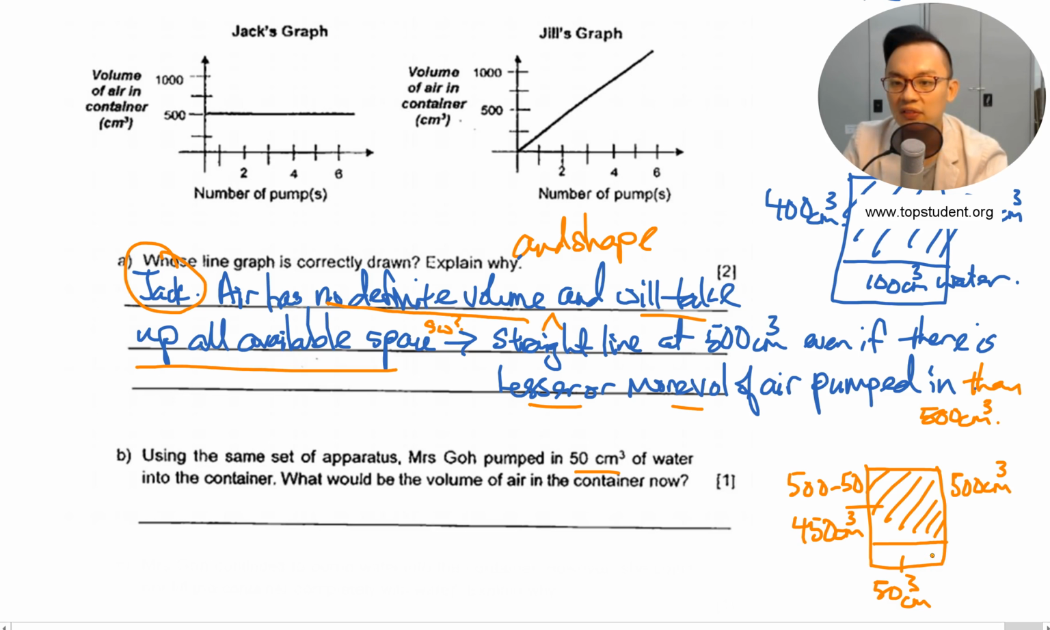Now, water has a definite volume, so you cannot change the volume of the water. It will always stay at 50 cubic centimeters, and that's why you need to minus off from the 500 to get the 450. So the volume of air in the container now is actually 500 minus 50 equals 450 cubic centimeters.